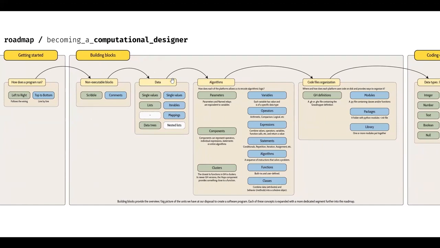The next concept is that of the building blocks that I went through in some detail in the first lecture, but I will dig into it again because it's quite important. Among the building blocks, the first important one worth mentioning is the non-executable blocks, things that are just comments. In Grasshopper, you do this with a scribble component, and in Python, you do this with comments. You have multi-line comments and single-line comments, which are prefixed with a hash.